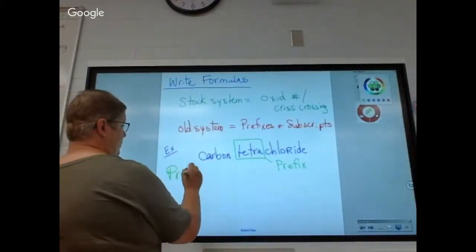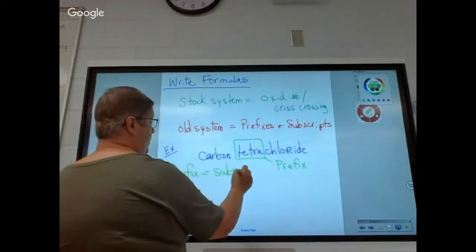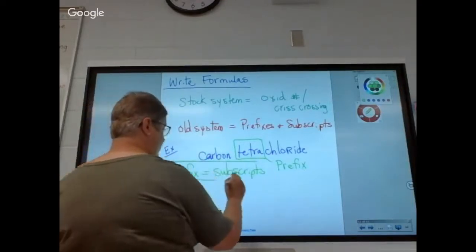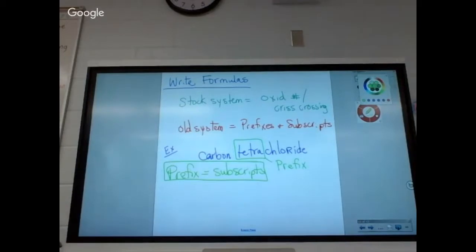Prefixes equal subscripts. Okay? The prefixes are the subscripts. It's that simple. In old system, prefixes are subscripts.